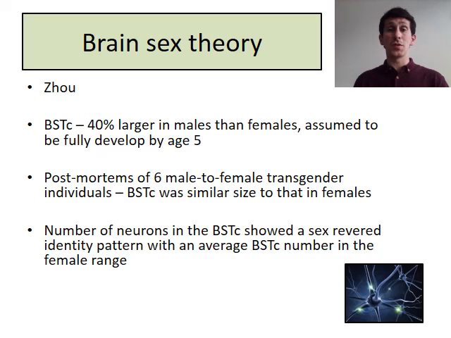Also, the number of neurons in the BSTC showed sex-reversed identity patterns. So the number of neurons they had was far more similar to a female brain than a male brain. So remember, these are males. They were born male, but the size of their BSTC and the number of neurons in the BSTC was very similar to that of a female, which strongly shows that there must be a biological reason for someone developing gender identity disorder. Maybe it is all linked to the pathways and neurons in the brain.